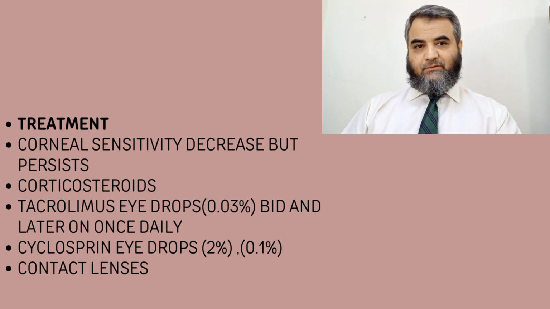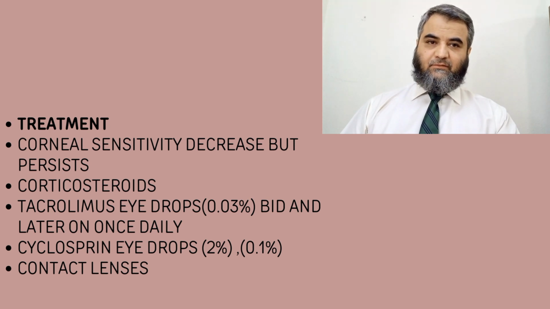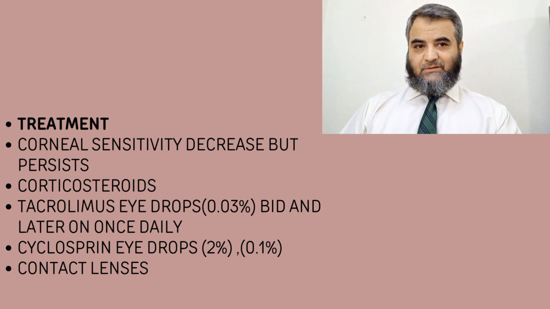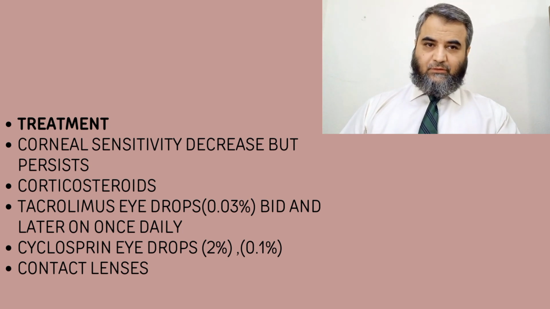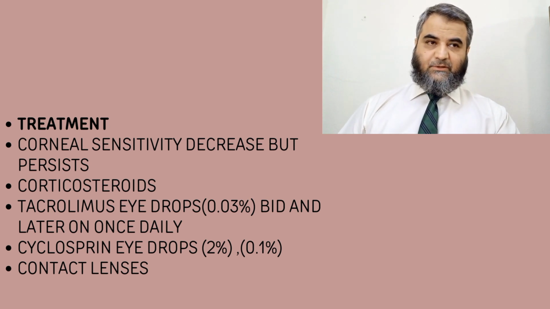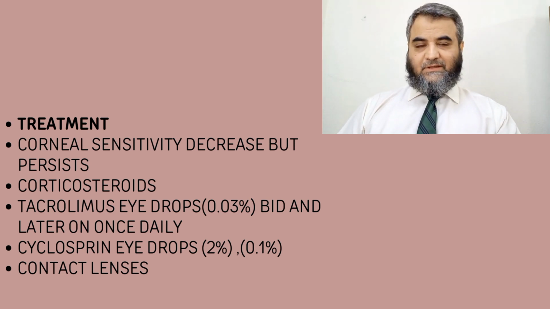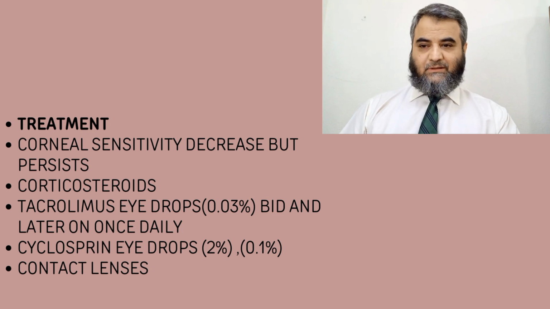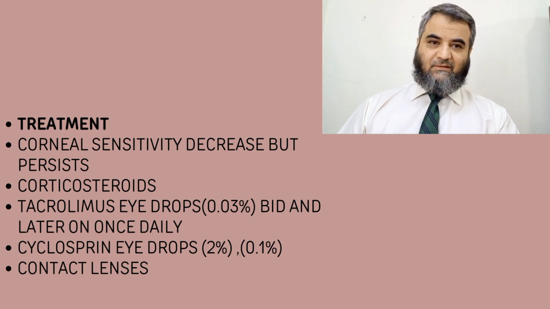Secondly, if we talk about the treatment, the mainstay of treatment is, of course, corticosteroid eye drops, which are given to these patients, and once the disease gets under control, they are tapered off. Apart from this, tacrolimus 0.03% twelve hourly can be given, and later on it can be tapered to once daily. Even cyclosporine eye drops 2%, and in some cases 0.1%, have been proven very beneficial.